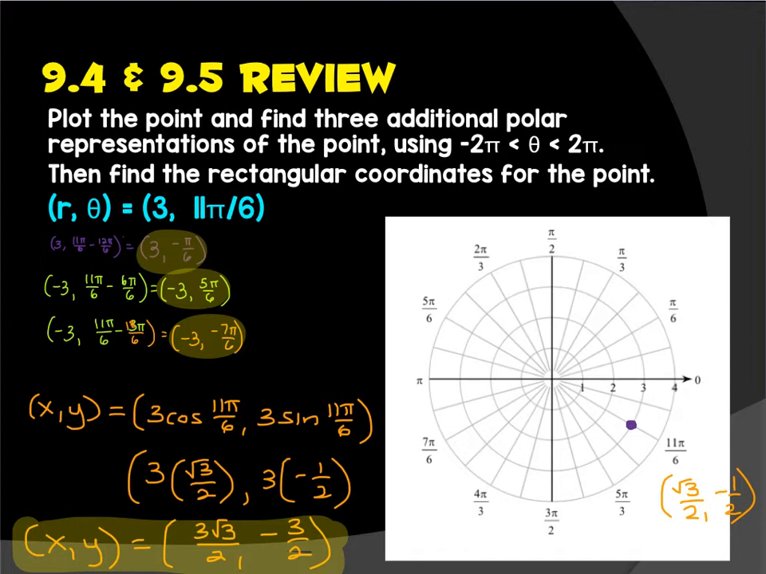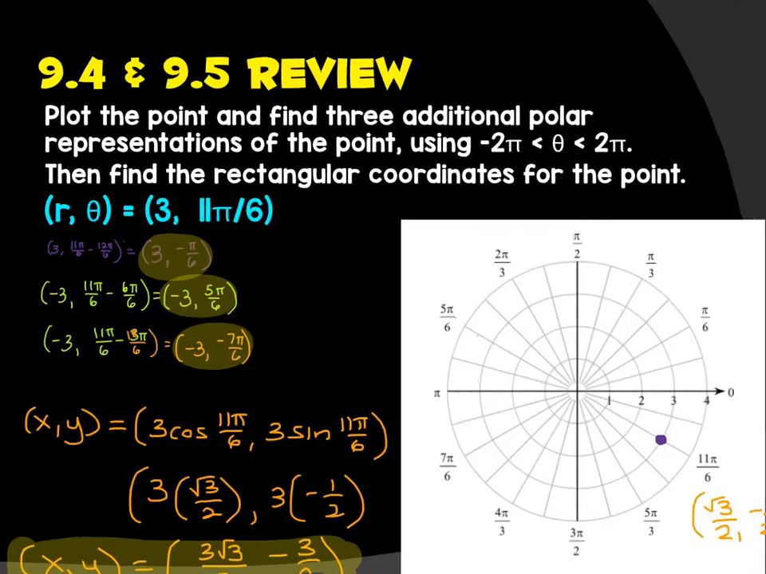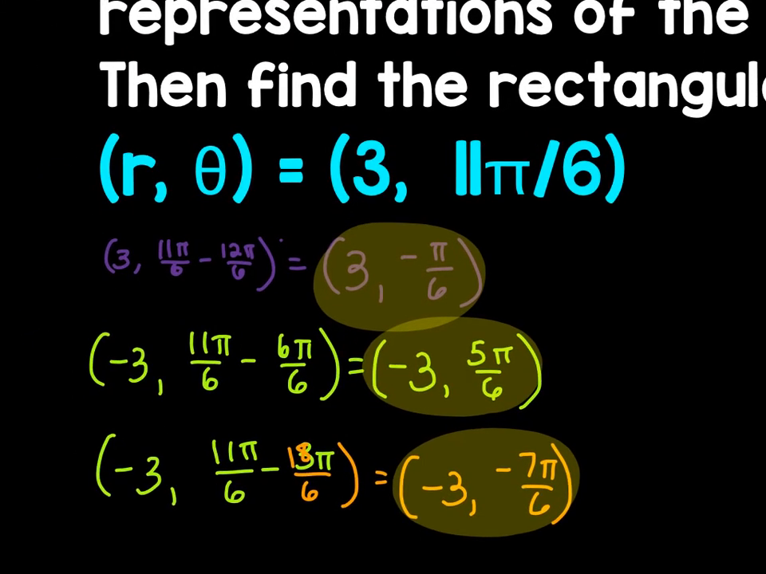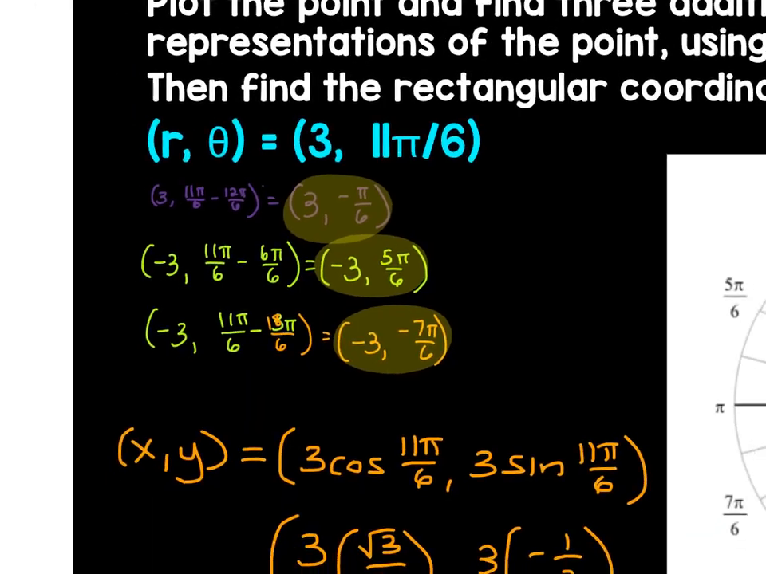Then 9.5 started with the polar. So you're graphing 3 and 11 pi over 6, which would have been in the fourth quadrant on the third ring. And then it asks you to find 3 additional polar representations from -2 pi to +2 pi. So the first one, I would have taken the 3 and kept it as 3, added 2 pi, it would have been too big, subtract 2 pi, I get negative pi over 6. And then I have to change the r to be negative, add and subtract odd multiples of pi, which is 5 pi over 6 and negative 7 pi over 6.